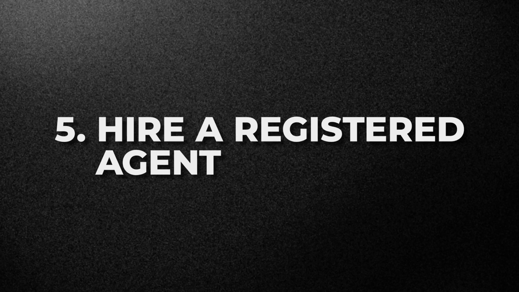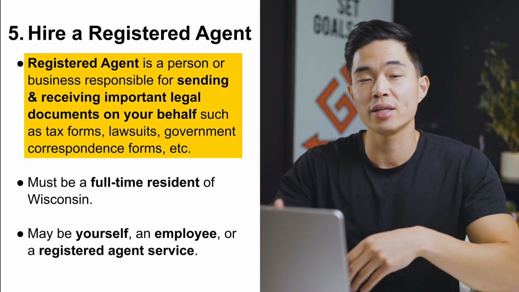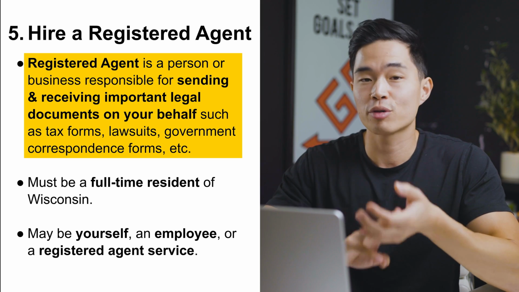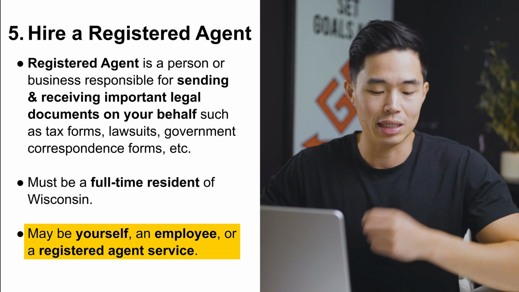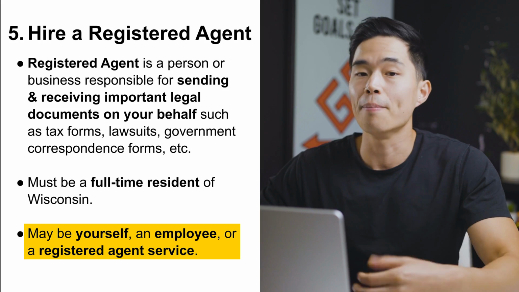Step 5 is to hire a registered agent. This is basically a person or a business that's responsible for sending and receiving important legal documents on your behalf, such as tax forms, lawsuits, government correspondence forms, stuff like that. They must be a full-time resident of Wisconsin, and it can be yourself, it can be an employee, or it can be a registered agent service, which is what most people choose.